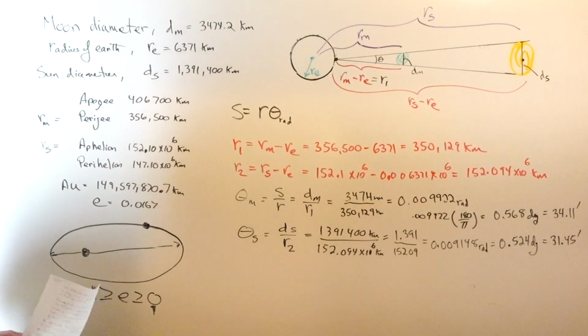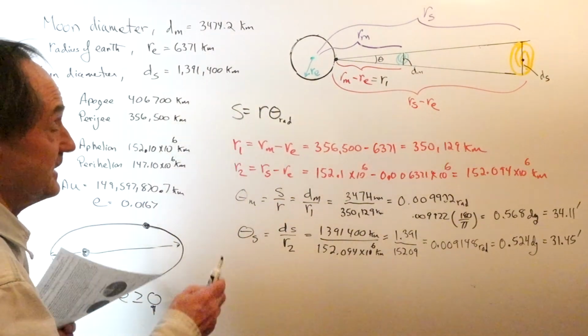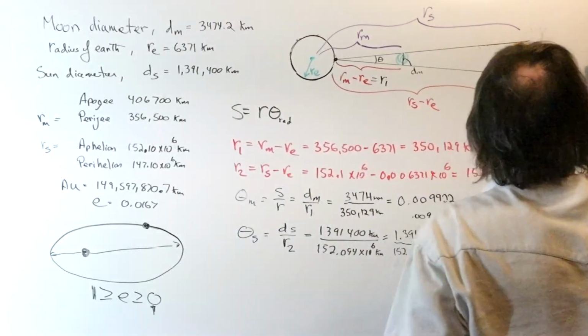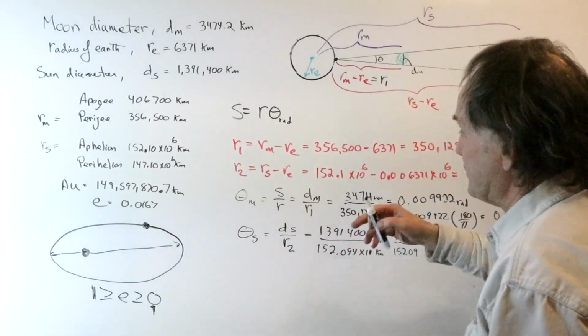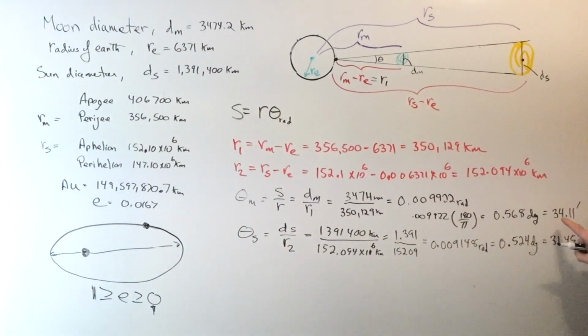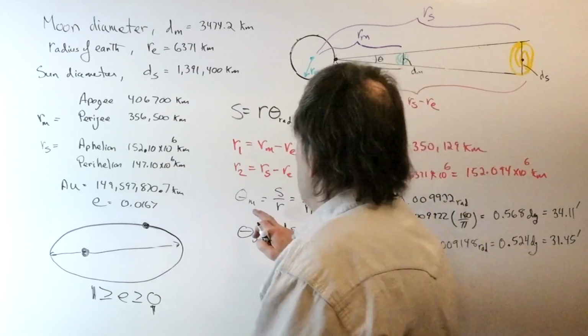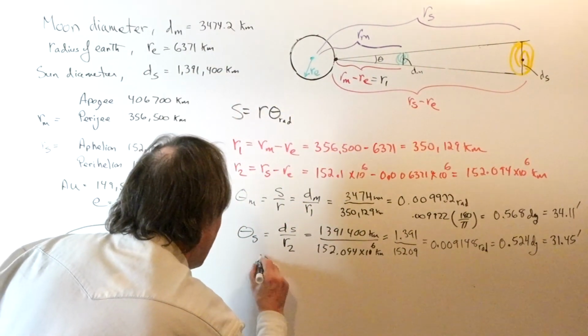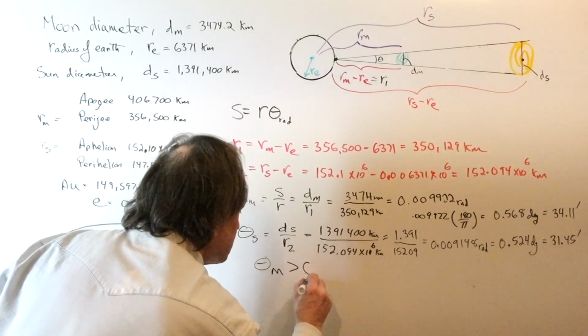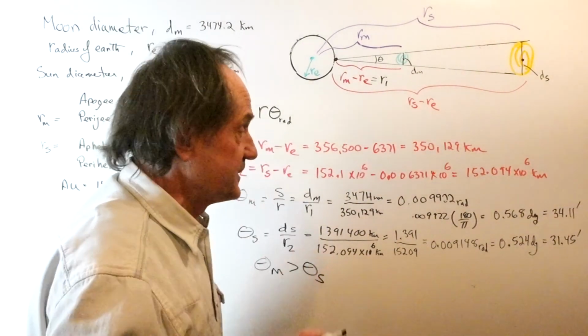Now, we can also see in this case that when the sun is furthest away from the Earth and the moon has its closest approach, the size of the moon's disk is a little bit bigger than the sun. So it does cover the sun completely. The angular measure of the moon is greater than the angular size of the sun. So it totally covers the sun.